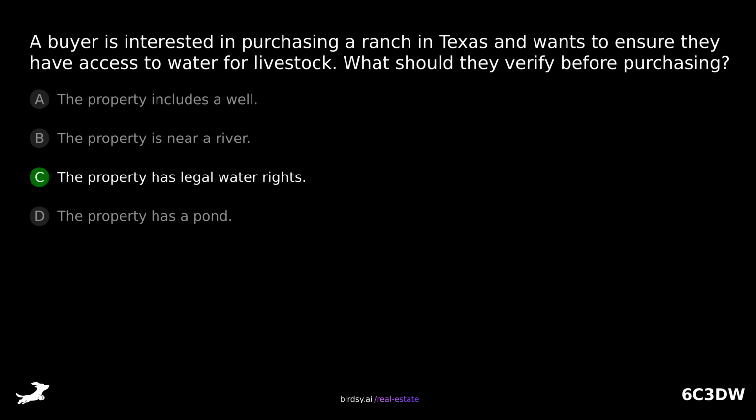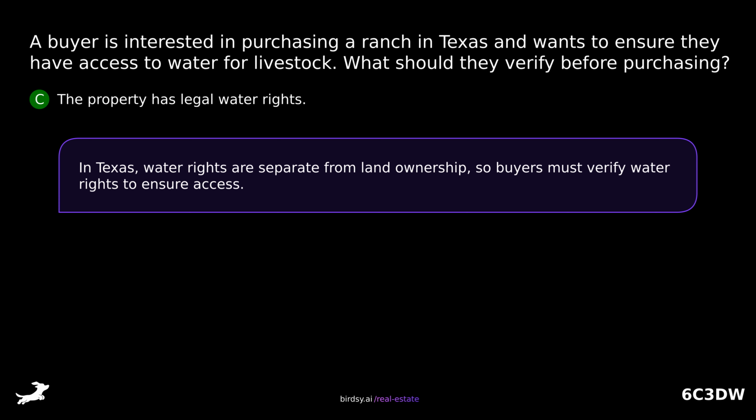The answer is C, the property has legal water rights. In Texas, water rights are separate from land ownership, so buyers must verify water rights to ensure access.